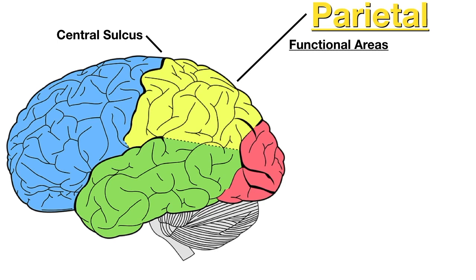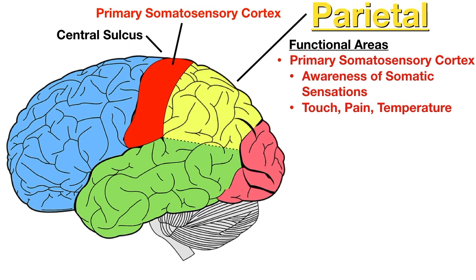Let's use the central sulcus as our starting point again. Well, if we move just posterior to the central sulcus, we hit an important gyrus called the postcentral gyrus. This is the anatomical name, and the functional name is the primary somatosensory cortex. This is similar to what we saw with the frontal lobe. Remember, just anterior to the central sulcus, we had the precentral gyrus, and this is where the primary motor cortex was. Well, now we have the primary somatosensory cortex, and it's going to be involved in conscious awareness of somatic sensations. This will include things like touch, pain, temperature, pressure, or vibrations.